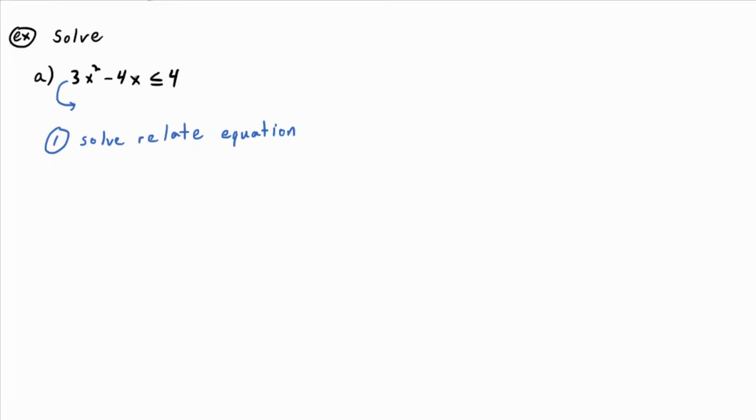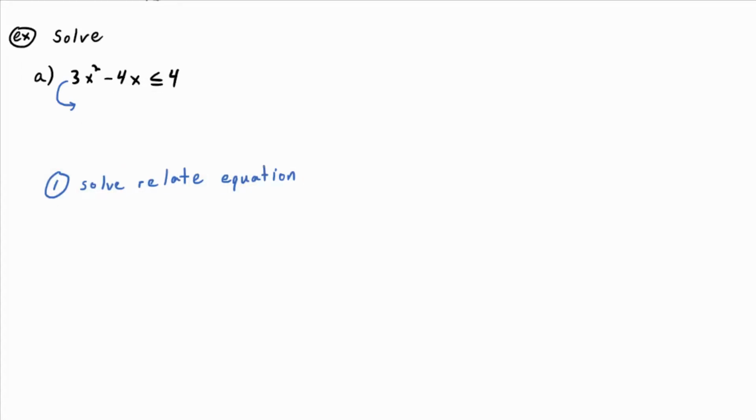It'll be convenient in the end to get 0 on one side first. So I'm going to subtract 4 from both sides and get 0 on one side. So we have 3x squared minus 4x minus 4 is less than or equal to 0. And you could do that right now or later, doesn't matter. That should say related equation. And so I'm going to change this less than or equal to an equal sign. 3x squared minus 4x minus 4 equals 0.